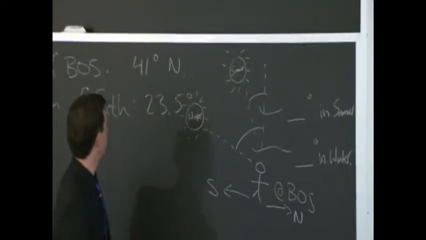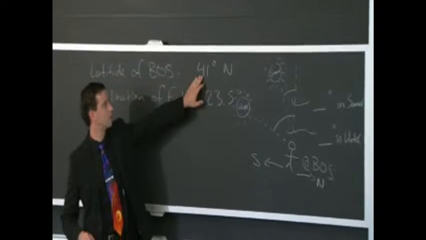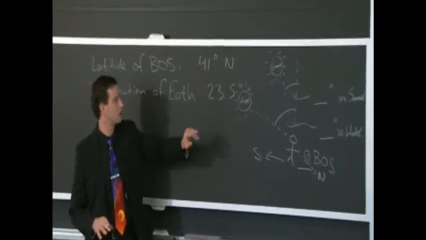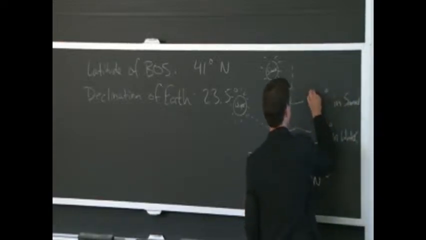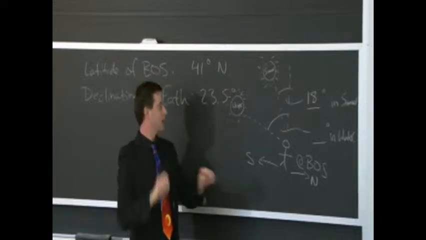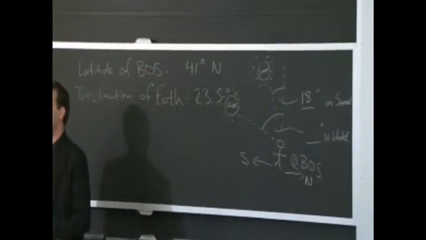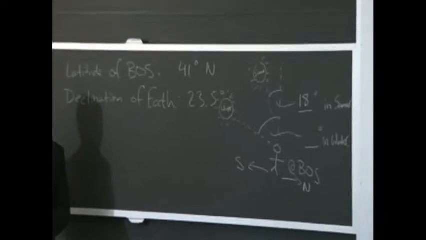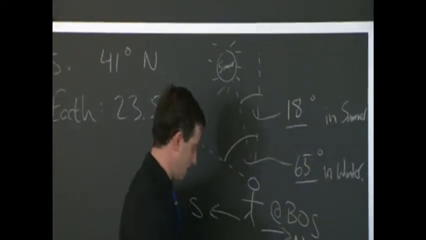17.5, somewhere around there. And how did you get that number? Subtract those two, right? So you get 41 minus 23.5. You're somewhere around 17, 18, somewhere around there. So we'll call it 18 degrees in summer, again, relative to the surface normal. And in wintertime, what does that work out to be? 64.5. Similar logic, right? So we'll call it 65 degrees in winter.